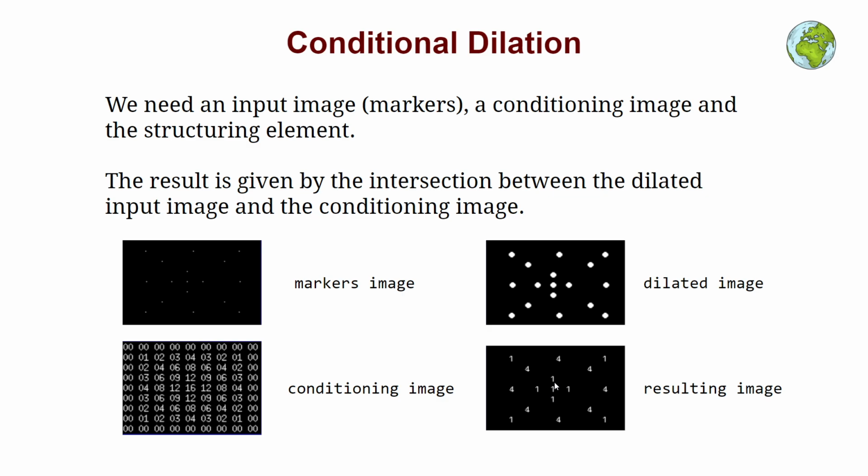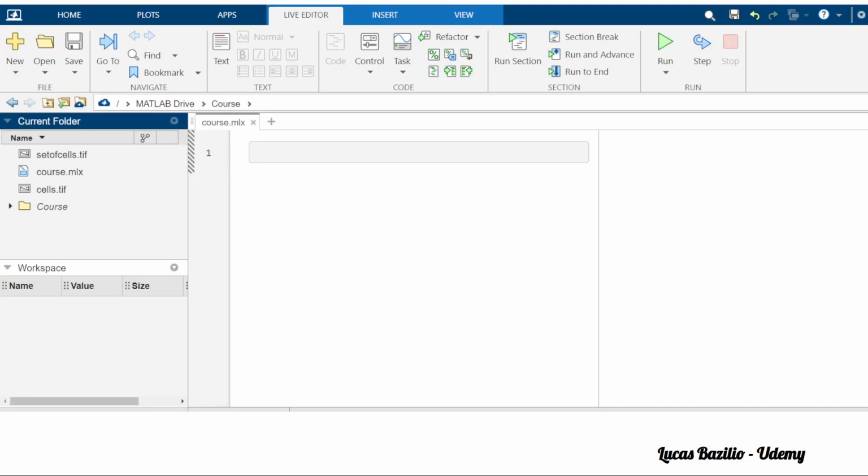For instance, this one corresponds to the one in the middle. Then we have the right one, which is this point. Then the top one, which is this point. Then we have this one on the top right, which is this point that we have. So we basically intersect both images. So this is the conditional dilation. Let's see an example of conditional dilation before going into the reconstruction.